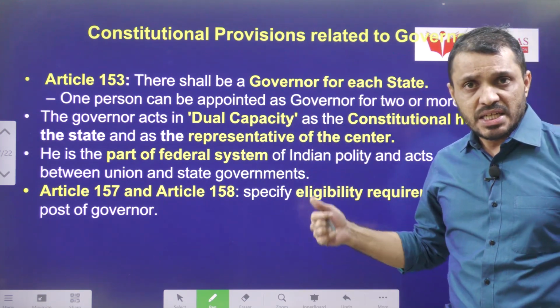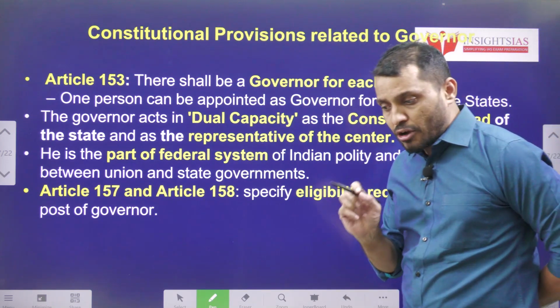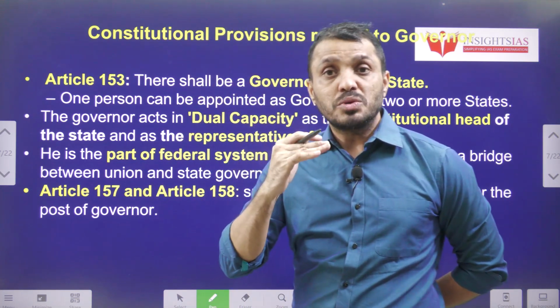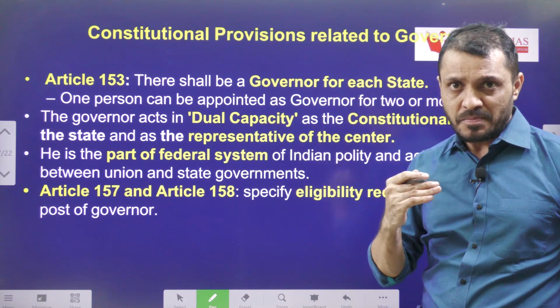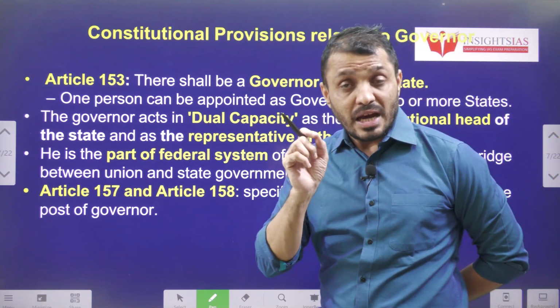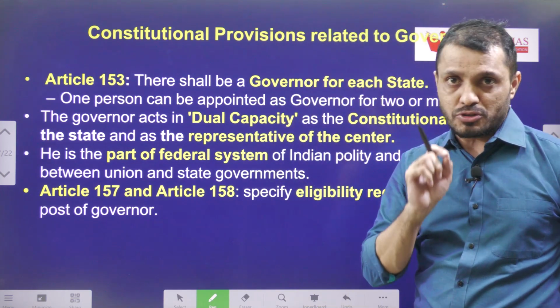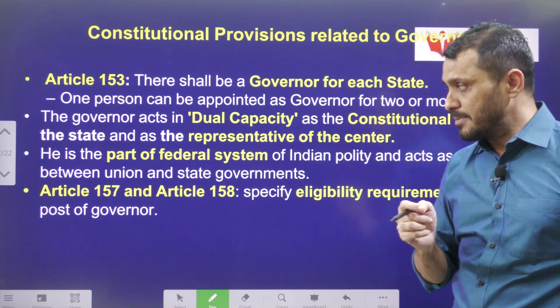Article 153 talks about there shall be a governor for each state. Of course, according to the Indian constitutional setup, the governor performs dual duty. One duty is constitutional head of the state, the other is the Centre's agent. The governor being appointed by the Union government, this provision we borrowed from the Canadian constitution, and the concept of governor we borrowed from the Government of India Act 1935.